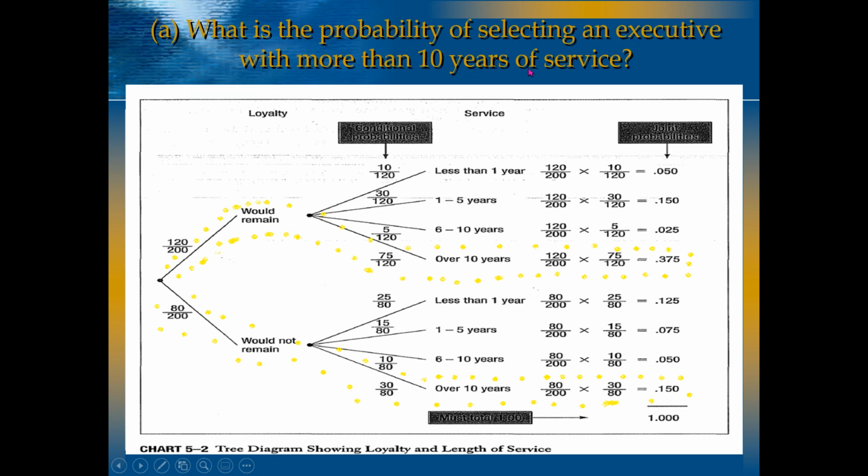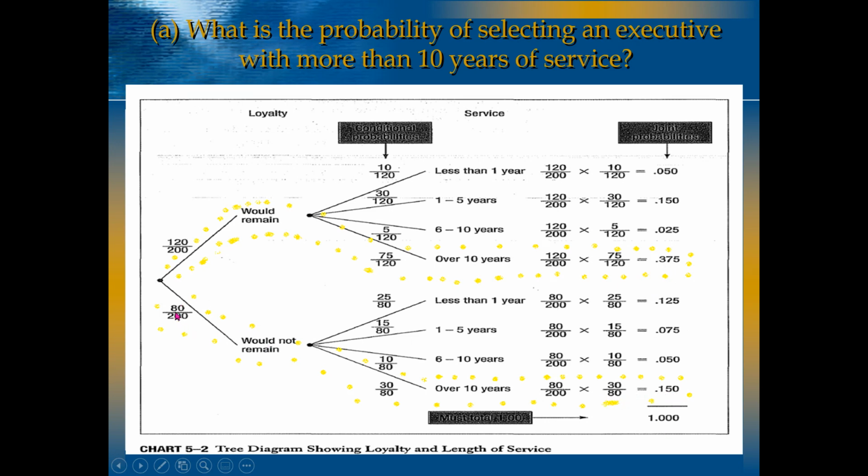So there are two possibilities here. Out of those who would remain loyal, there is a branch with over 10 years of experience, and among those who would not remain loyal, we have a branch with over 10 years of service. So I'm going to add the final answer, 0.375 plus 0.150, right? This final answer. And by the way, it's very easy to see how this 0.150 is coming.